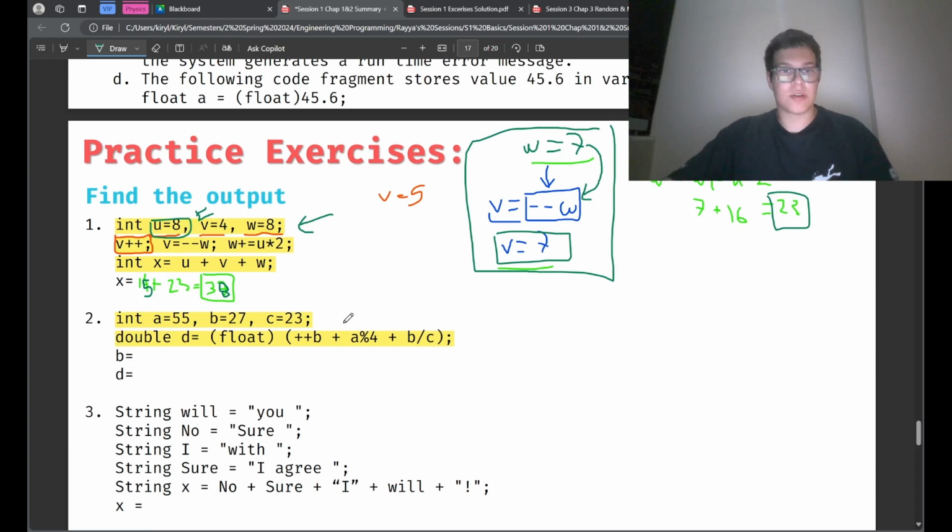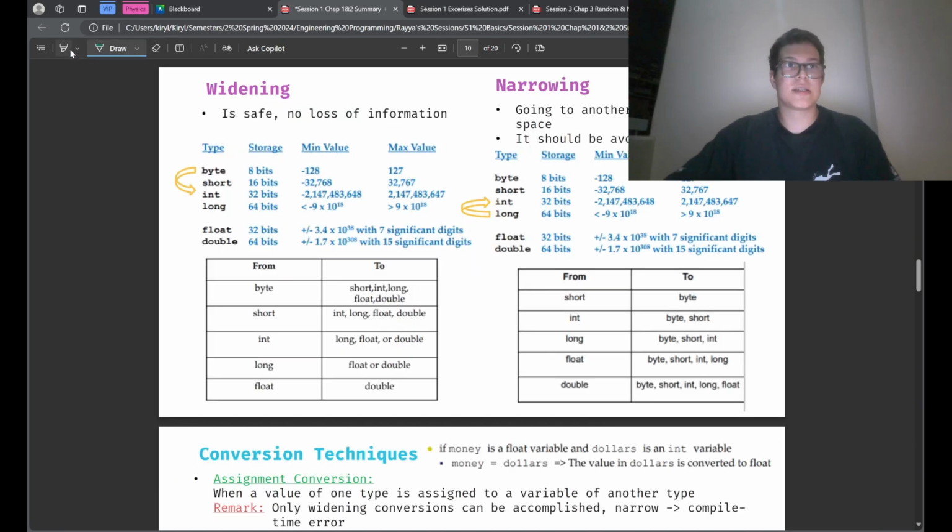Now, let's check out this one here. We have 55, 27, 23, right? Double d equal, this right here is a casting. We're casting into float. All right, is this going to be a problem? Yes or no? Since float is 32 bits and double is 64 bits, I can widen from float to double. I can go from float to double with no problem because I'm widening. I'm putting a small box into a bigger room. So I have no problem.